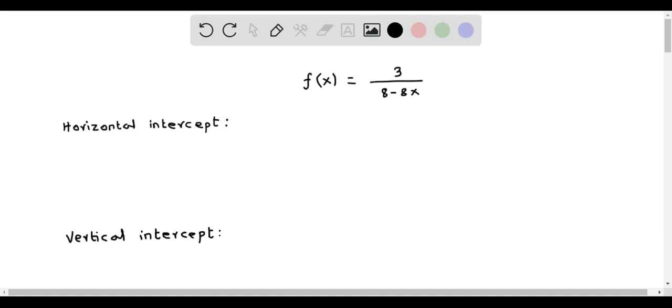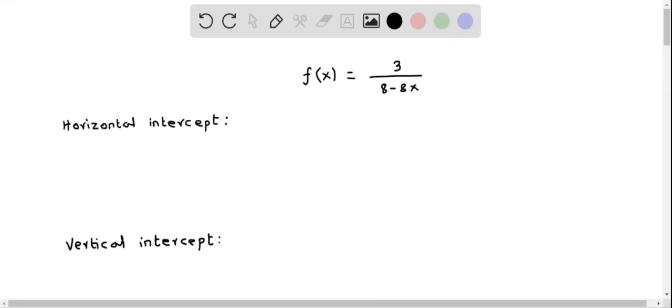We now determine the horizontal intercept and vertical intercept of the rational function f of x equals 3 over 8 minus 8x. The horizontal intercept, otherwise known as the x-intercept, is a point on the graph of f of x where the graph intersects the x-axis. To determine this, we have to replace f of x by 0.